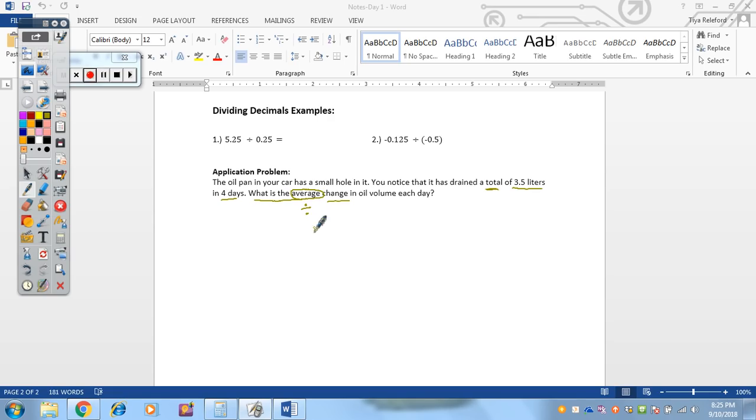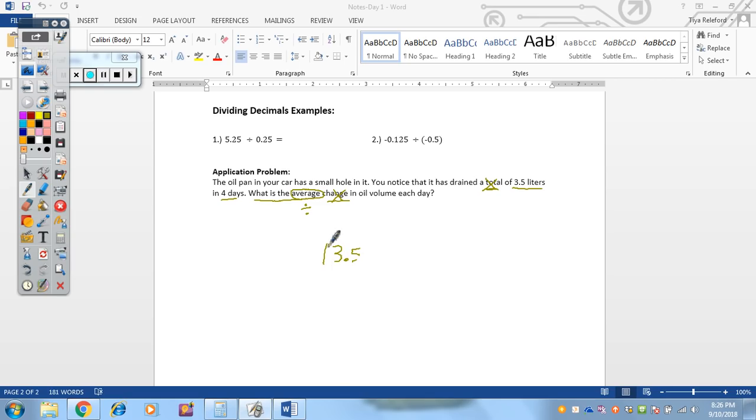So average tells me to divide. Total might tell me to add. Change might tell me to subtract. Average might tell me to divide. This is a division problem. I already know how much it changed. It changed 3.5 liters. And I already know the total. It says the total is 3.5 liters, so I don't need that. So it's average that I'm looking for. Average means divide. So we want how many liters per 1 day.